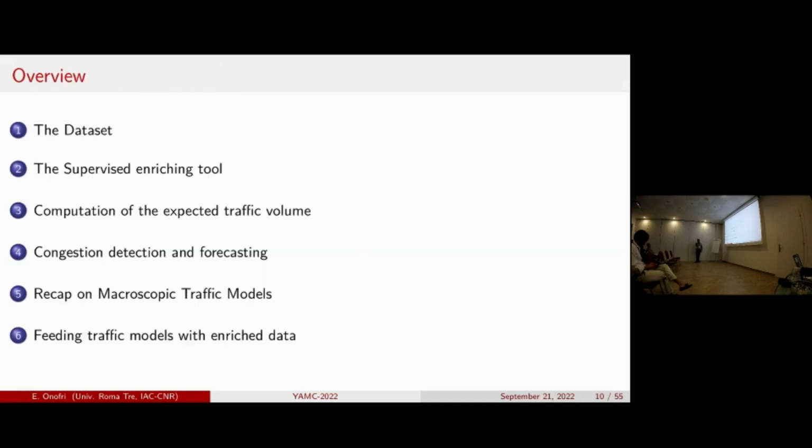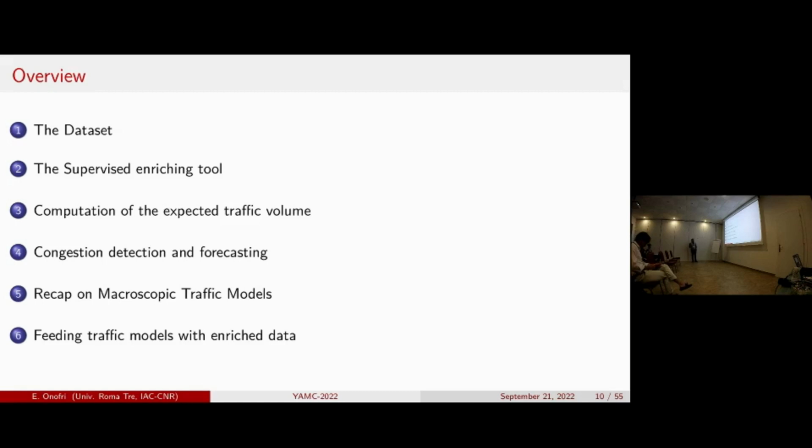So, where's the point of the rest of my talk? I will discuss the dataset, giving some hints about what this sensor can do, what the sensor cannot do, and stuff like that. I will present the supervised enriching tool that we have developed. It is very simple indeed, but very effective in this situation. And we will see how this supervised enriching tool can be useful for computation of the expected traffic volume and for congestion detection and forecasting.